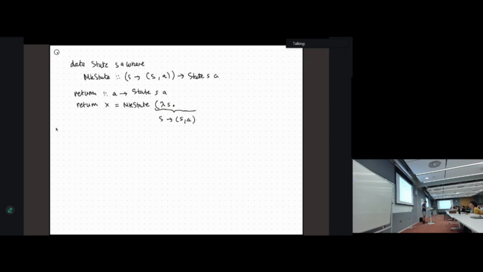which takes in the S, and what does it produce? So now the value in here has to be of type SA for this to work. So I'm going to make a pair. The first component has type S. I don't have many S's in hand except for the S I've been given.